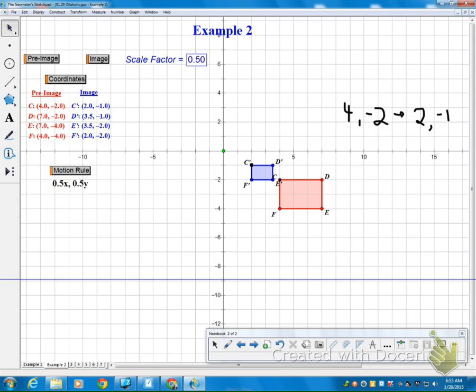Key things to remember: a reduction has a scale factor less than 1, an enlargement has a scale factor greater than 1, and for the motion rule, all you're doing is multiplying that scale factor times each coordinate.